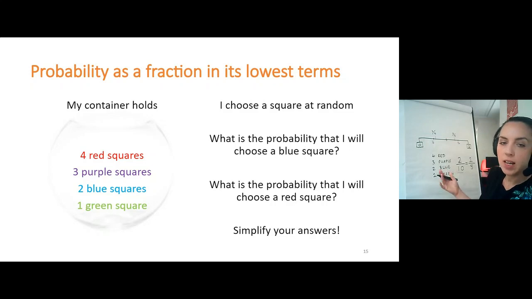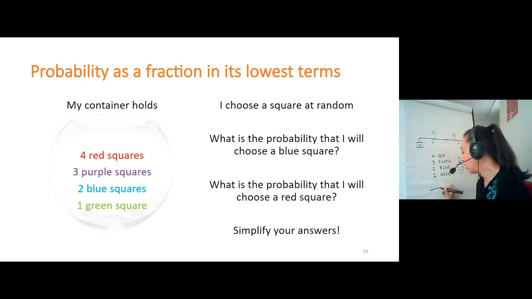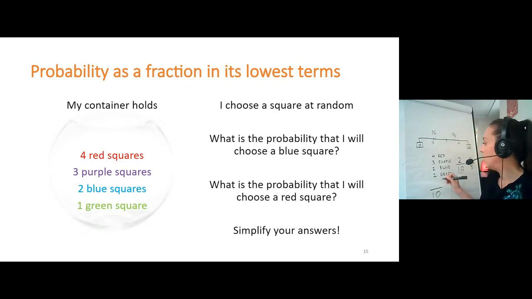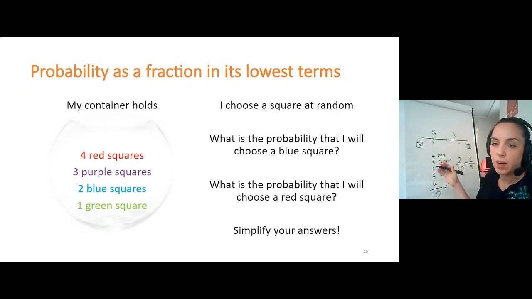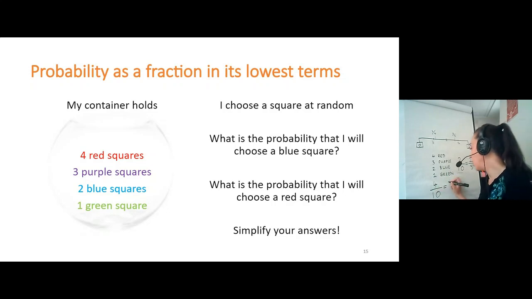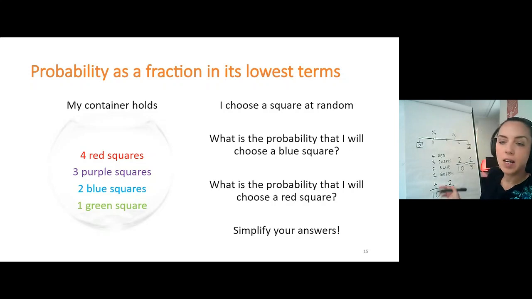So as always, we've got 10 possible outcomes. So out of 10, we've got 4 out of 10. Simplifying that, again, because they're both even numbers, you could divide the top and the bottom by 2. You could end up with 2 over 5. You can't take that any further because there's no number that will go into both 2 and 5. So the answer to what's the probability that I will choose a red square is 2 over 5.